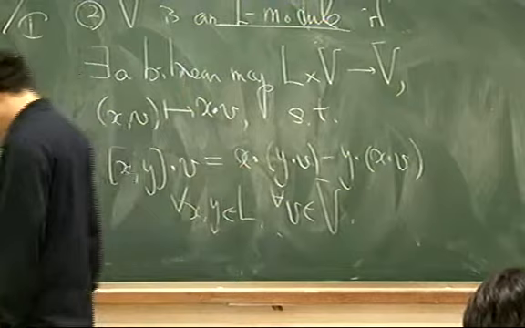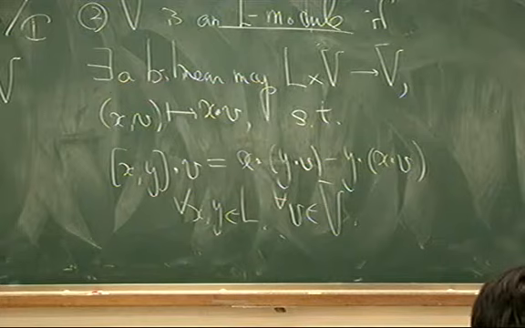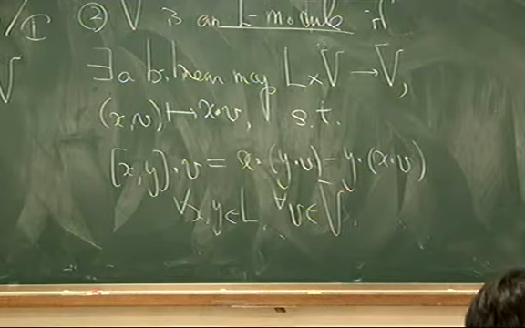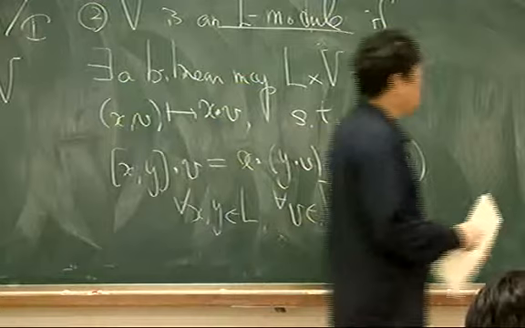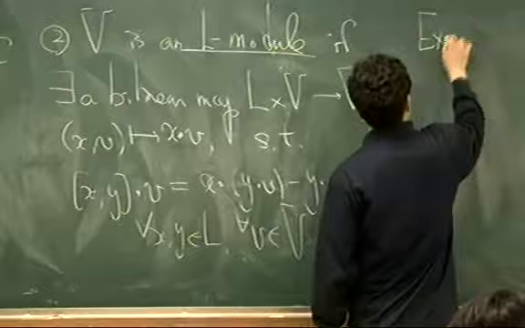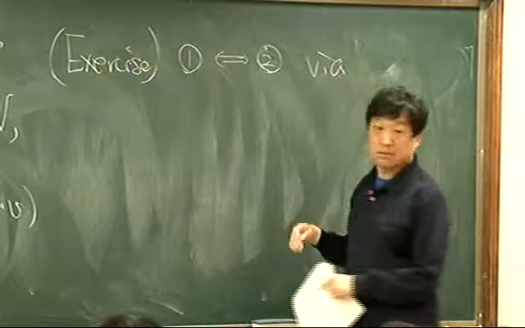Okay. So we have two notions: a Lie algebra homomorphism from L to GL(V), which is defined to be the representation of L on V, and another one, an L-module V. It is a typical exercise for undergraduate students that these two are actually equivalent.